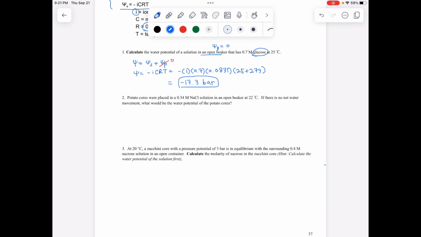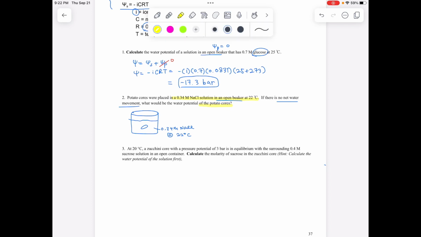Okay, now let's get to number 2. Potato cores were placed in 0.34 sodium chloride in an open beaker at 22 degrees Celsius. If there is no net water movement, what would be the water potential of the potato cores? For this problem, let's start by sketching out the situation. So we have an open beaker. We have 0.34 molar sodium chloride solution at 22 degrees Celsius. And we have a potato core right there. Now, the information that we're given here is about the solution that's on the outside. But what the problem is actually asking us to calculate is the water potential of the potato core itself.